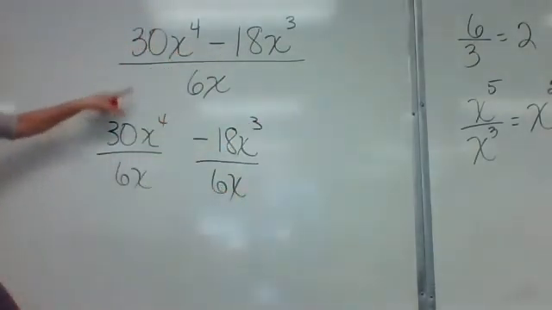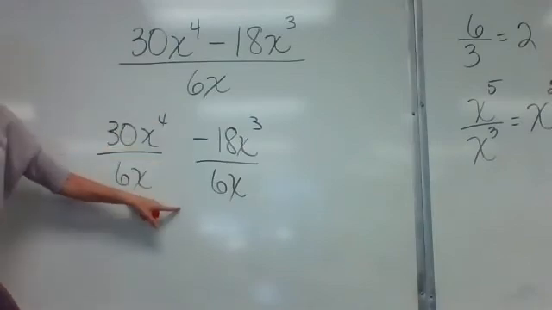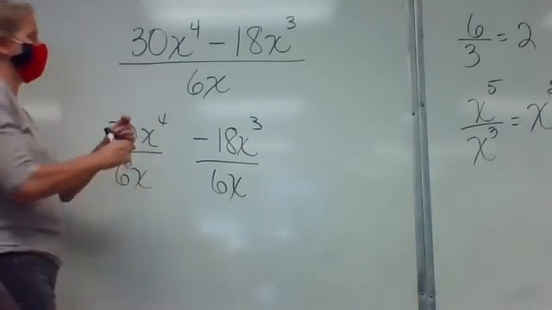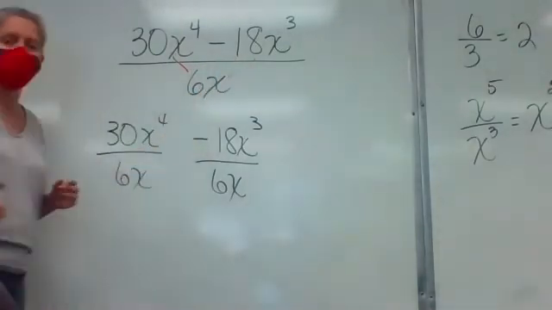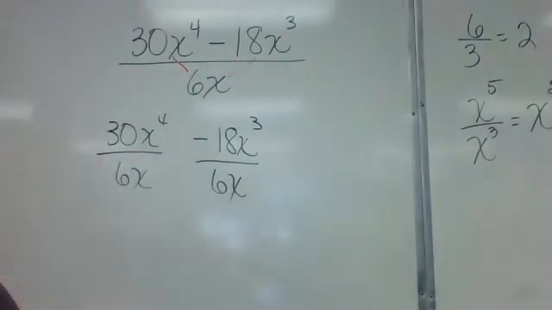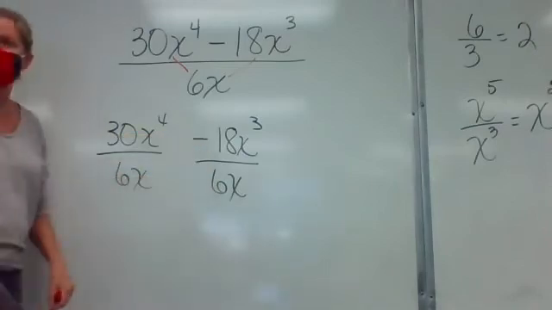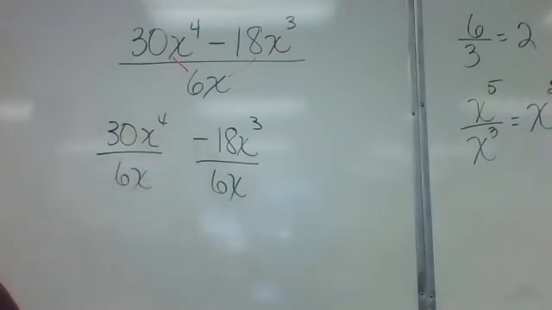So these two things say the same thing. The 6x is the denominator for both things. So that's why I just wrote it separately. Now, let's see what we're going to do. But just like always, what is 30 divided by 6? 5.